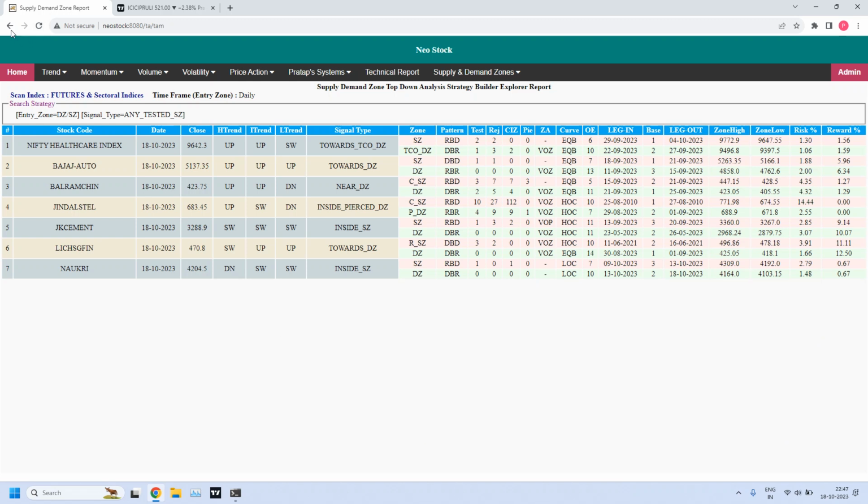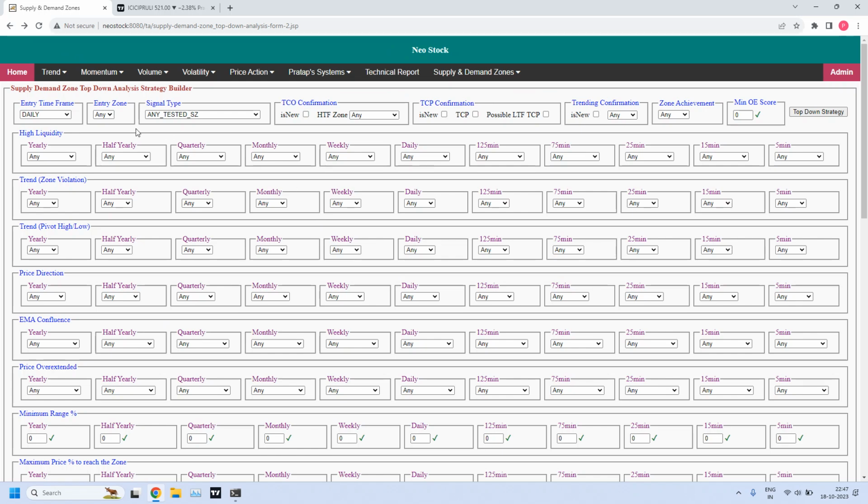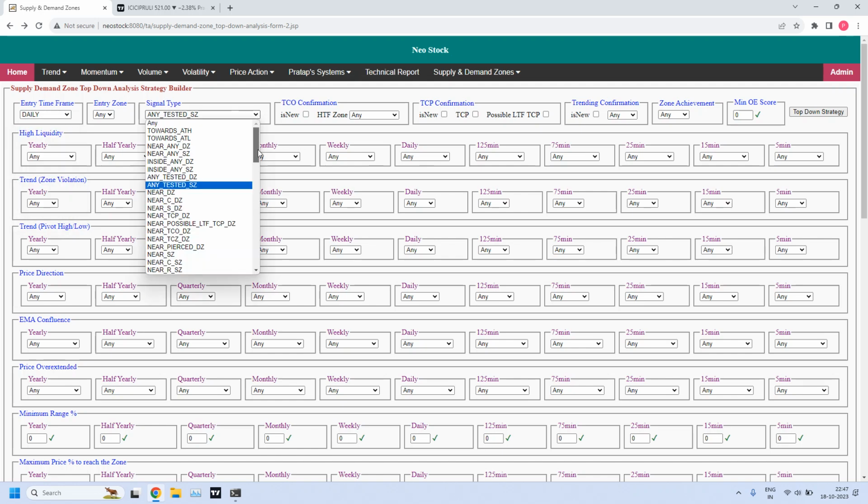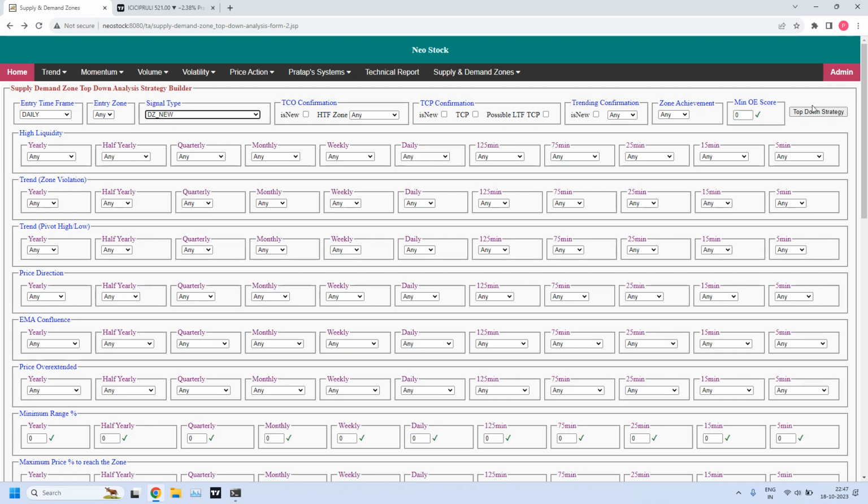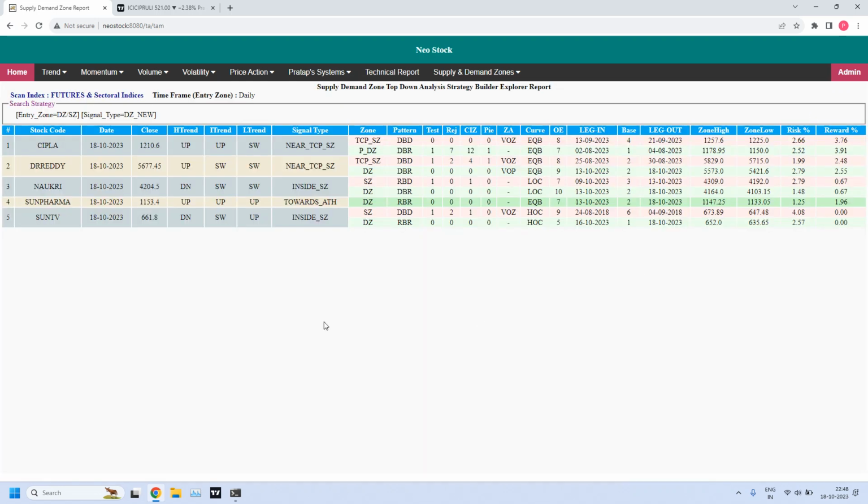Okay, let's go back. Let us find newly created demand and supply zones. Entry time frame daily. Let us find the stocks having newly created demand zones. So these 5 stocks are having newly created demand zones.